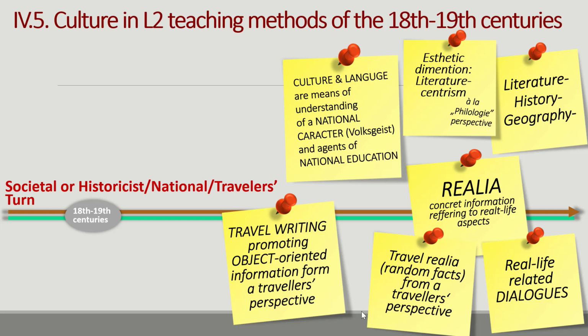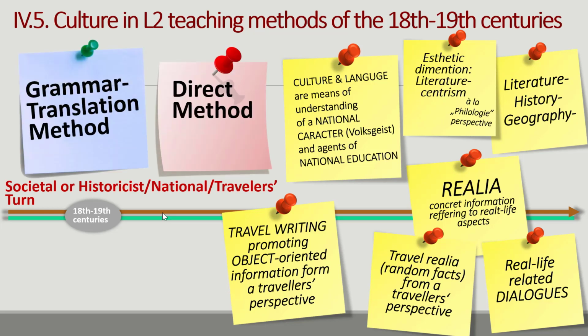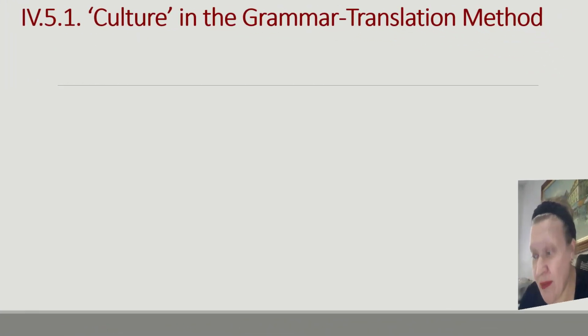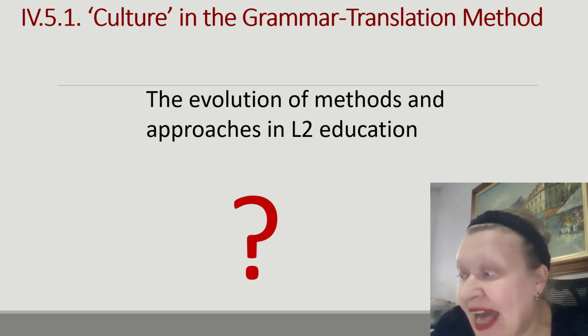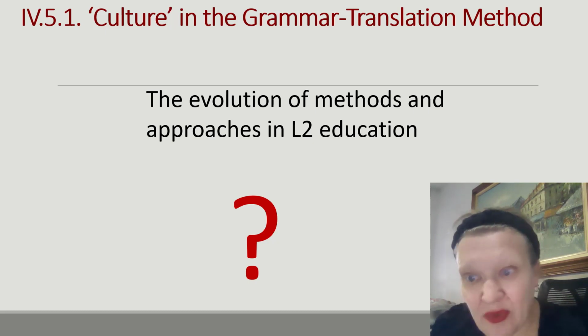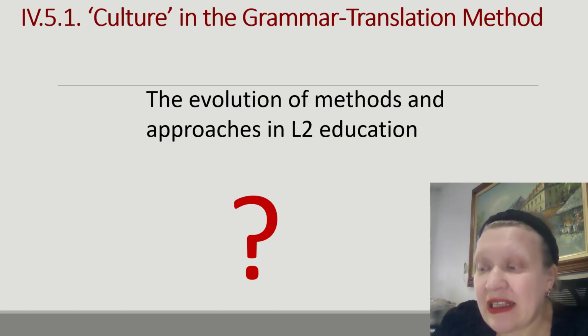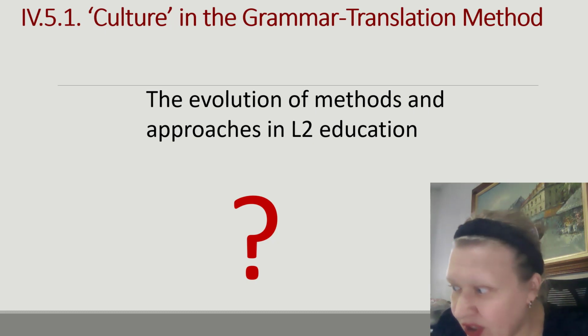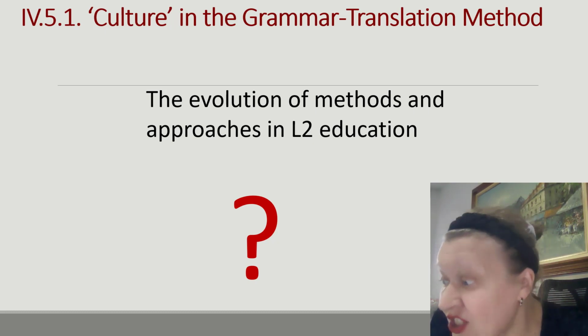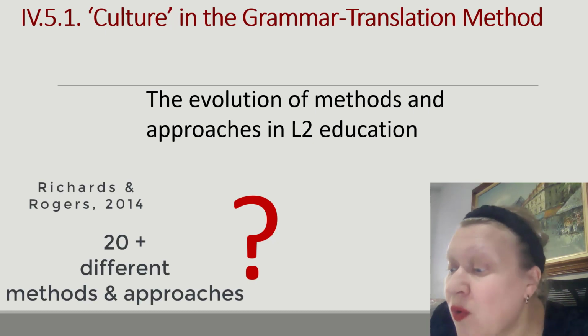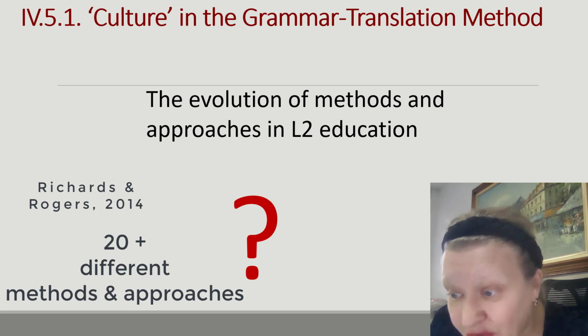In the current unit, we will see how these features were integrated into second language methodology of the 18th and 19th centuries, specifically into the grammar translation method and the direct method. Before moving on to the methods, we must clarify one important thing about how we understand the evolution of methodology in second language education. The history of second language education knows many different approaches and methods. In their famous book, Approaches and Methods in Language Teaching, Jack Richards and Theodore Rodgers quoted more than 20 of them, and this list is far from complete.